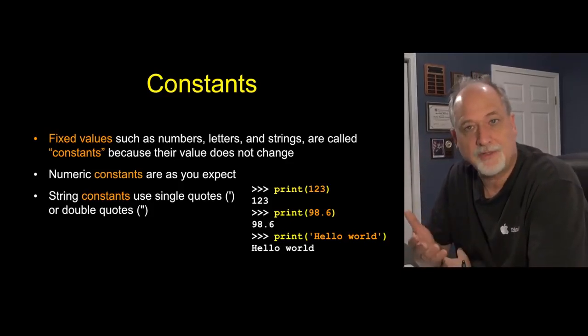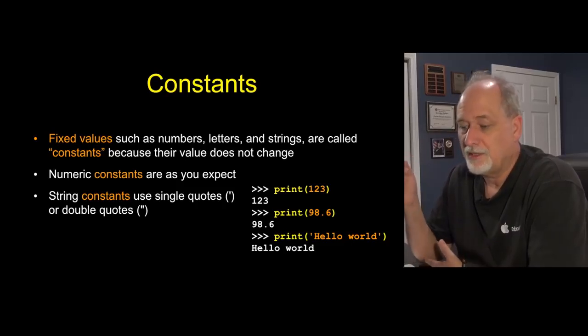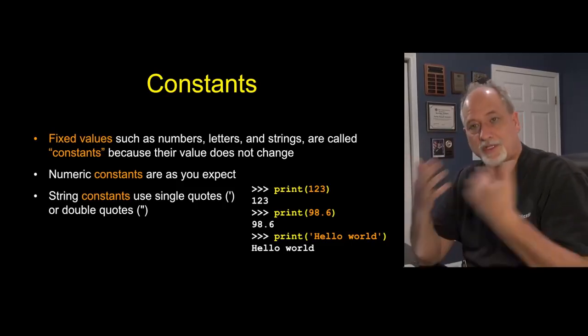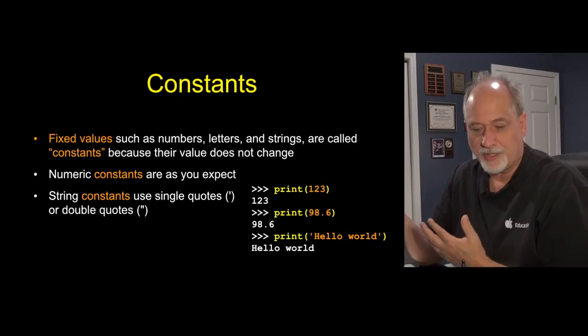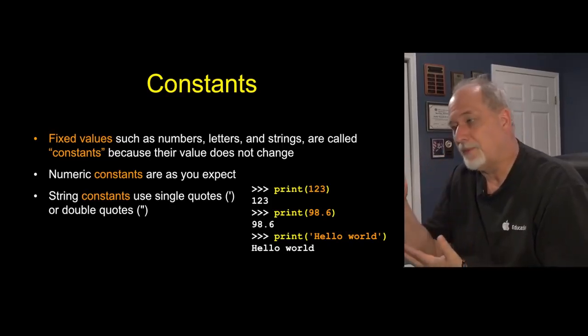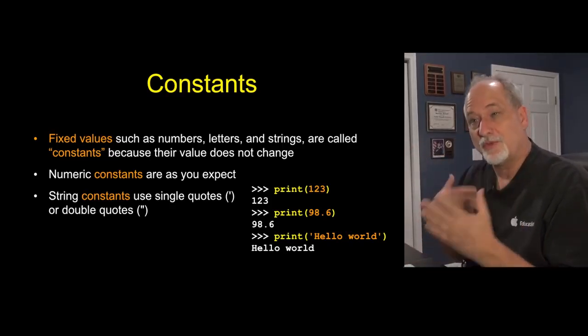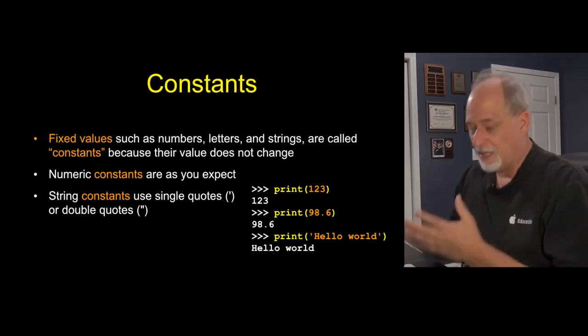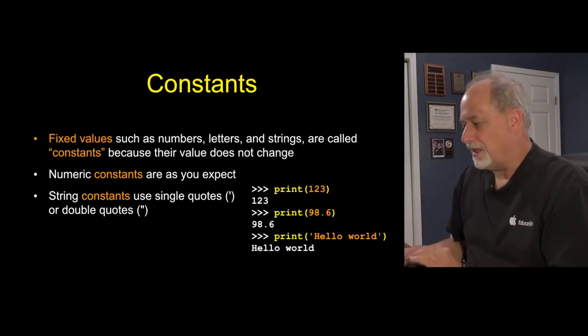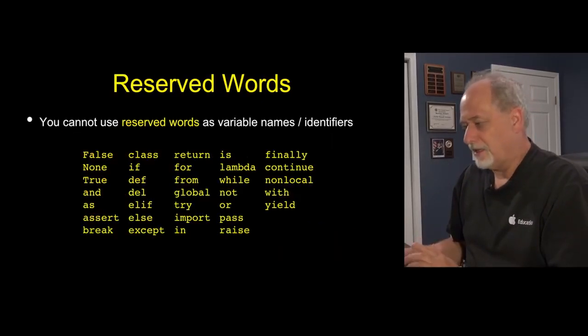We pass each of these things to the print function, and a side effect of the print function is that we see the output. So print 123 prints out 123, print 98.6 prints it out. So these are just really the syntax of constants, and without constants we can't write really much of anything.